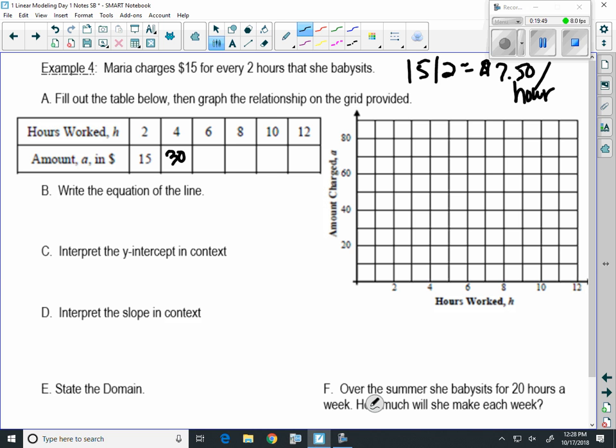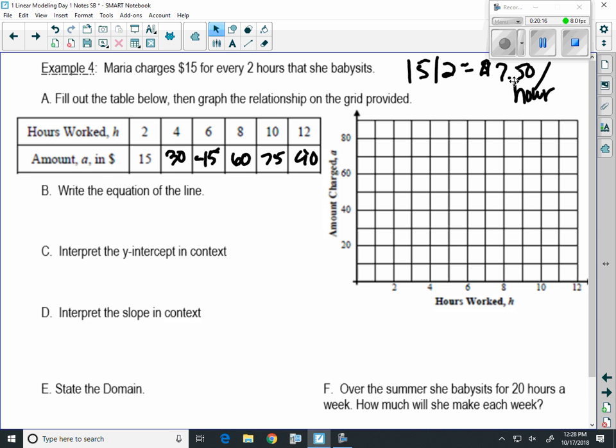30. 60. 75, and 90. Now we're going to act like she needs to charge more. Can you imagine working for 12 hours and you make $90? I mean, that stinks. Okay, let's do the equation of the line.